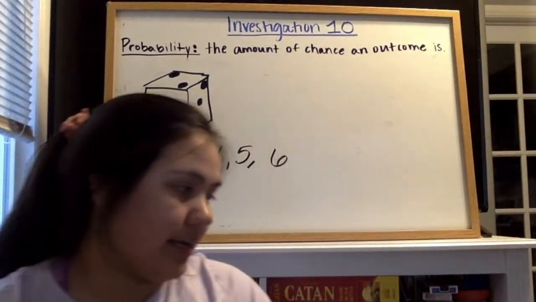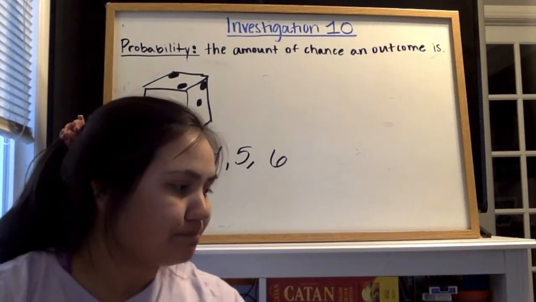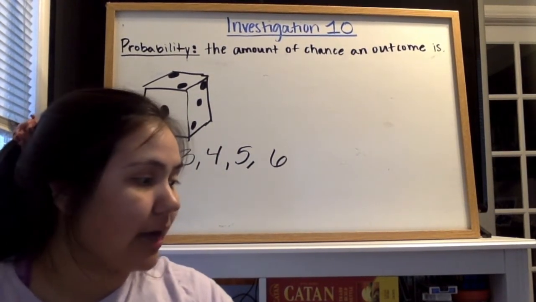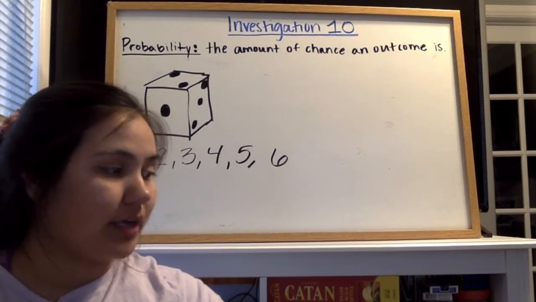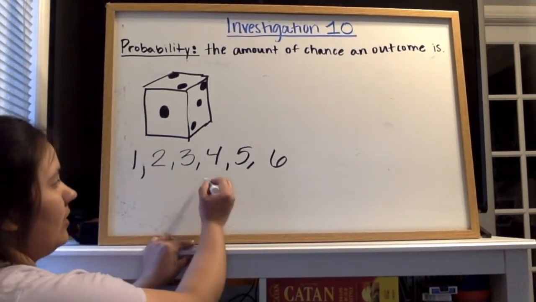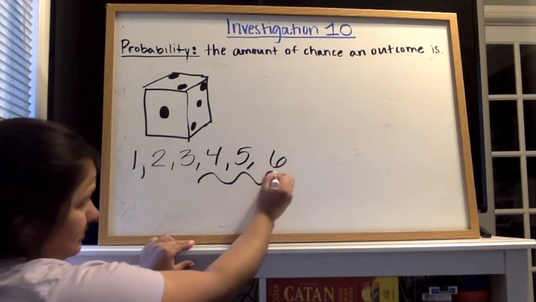Number 13, we've got a multiple choice question. If a dot cube is rolled many times, about how often would we expect to roll a number greater than 3? So greater than 3 is this 4, 5, and 6.